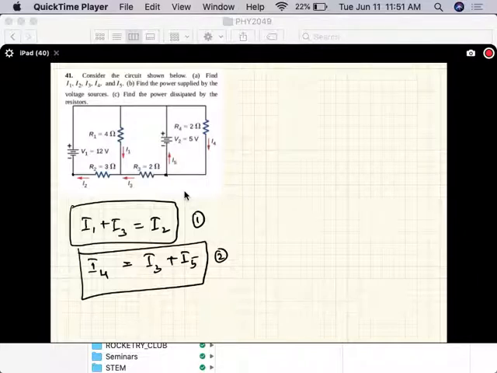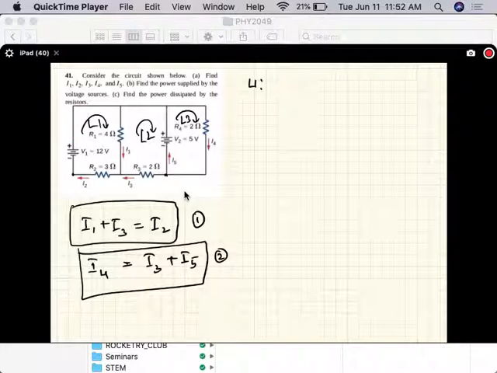Now we need 3 more equations. So let's see if we can be smart about it. I'll just do L1, L2, and L3, and let's see where we go with that. You guys with me? All right. L1. We'll always start off on the left corner and go around.